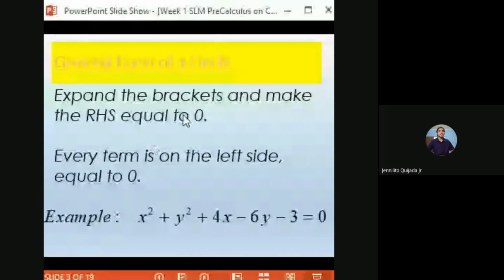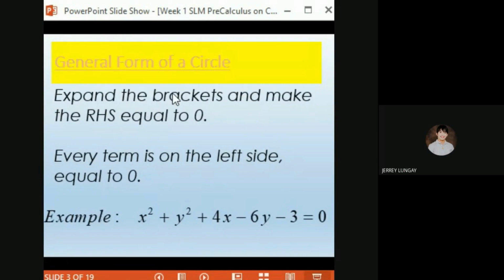Expand the brackets and make the RHS equal to zero. Every term is on the left side, equal to zero. Okay, for example, can you read that one? Example: x squared plus y squared plus 4x minus 6y minus 3 equals 0.